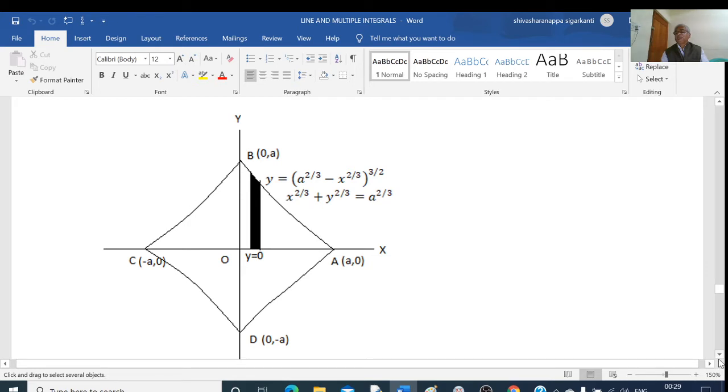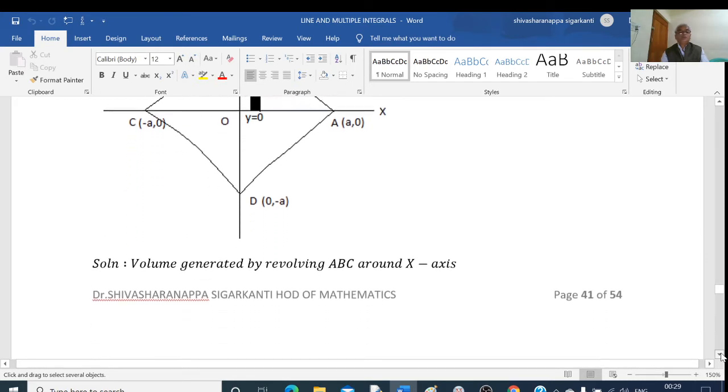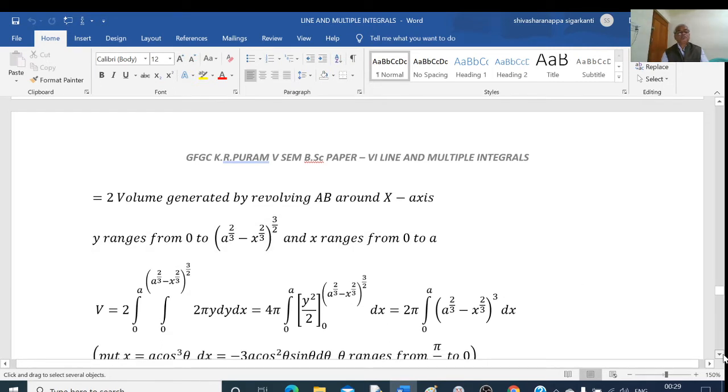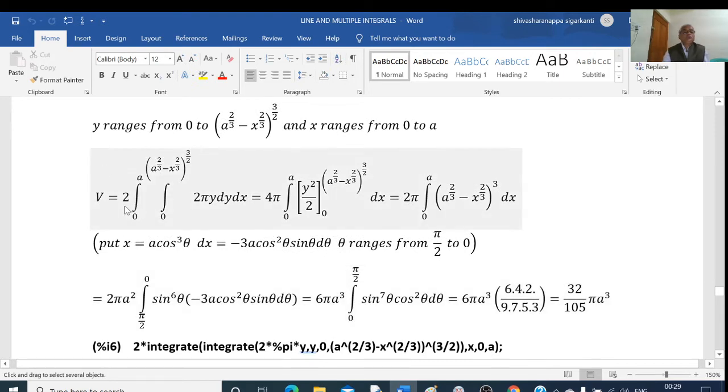So the volume generated is equal to twice the volume generated by revolving AB around the x-axis. Y ranges from 0 to a raised to 2 by 3 minus x raised to 2 by 3 to the power of 3 by 2, and x ranges from 0 to a. We just have to integrate this. So V equal to 2 into integral 0 to a, integral 0 to a raised to 2 by 3 minus x raised to 2 by 3 to the power of 3 by 2, of 2 pi y dy dx.